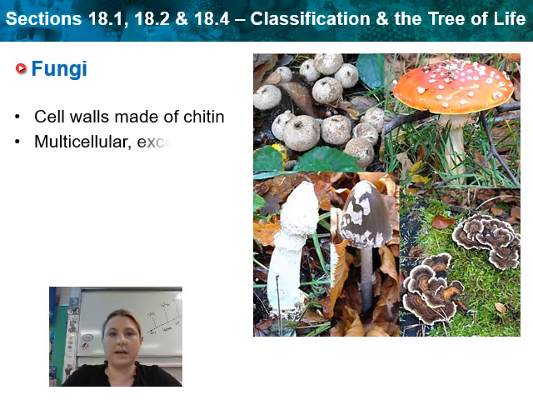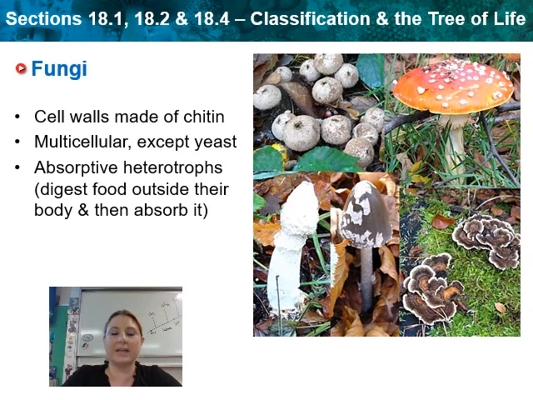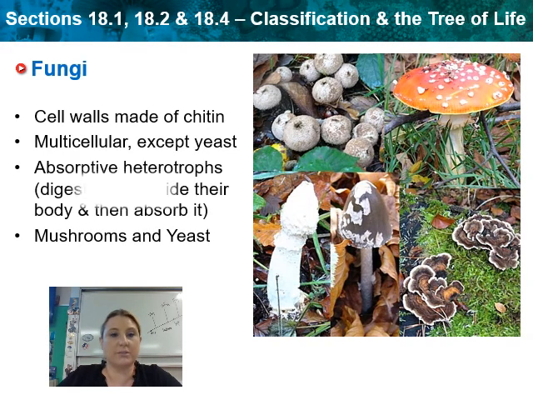Then we have Fungi. Fungi have cell walls made of chitin, which is like the hard outer exoskeleton of an insect, kind of like our fingernails. Those are keratin, but chitin is kind of similar to that. They're multicellular except for yeasts. They are absorptive heterotrophs, meaning they digest food outside their body, okay, and then absorb it. Mushrooms and yeast are some examples.